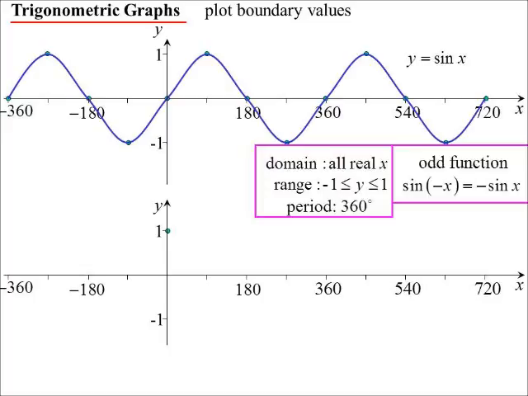Complementary angles add up to 90. So I should see the same graph, but what happens to it? Yeah, I should shift 90 degrees. Well, let's see.